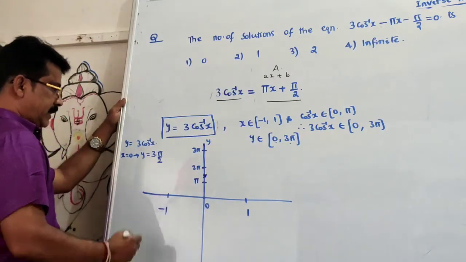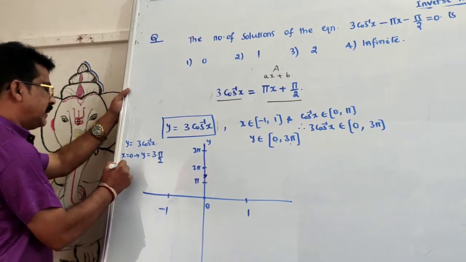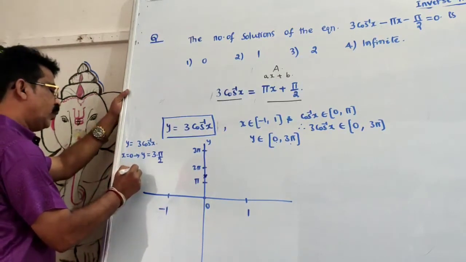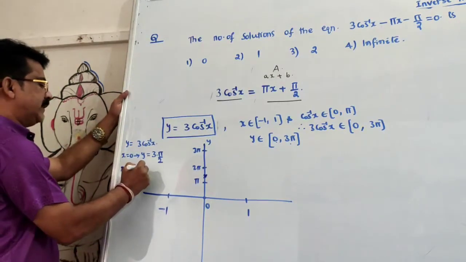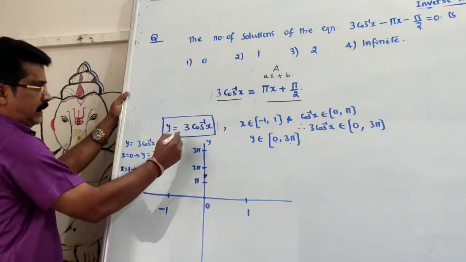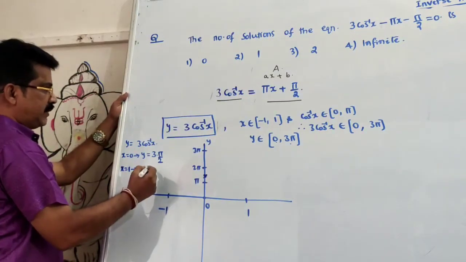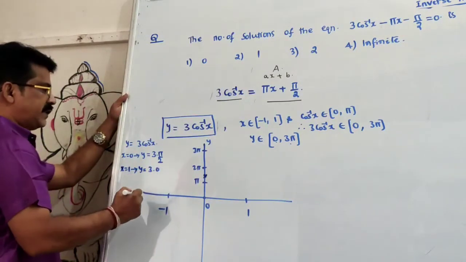Next, x equal to 1. Put x equal to 1. Then y equals 3 into cos inverse of 1. Cos inverse of 1 is 0.